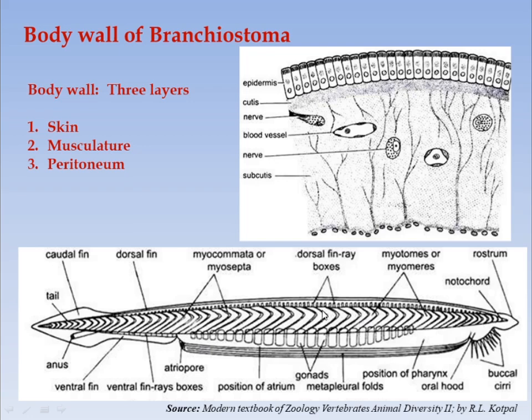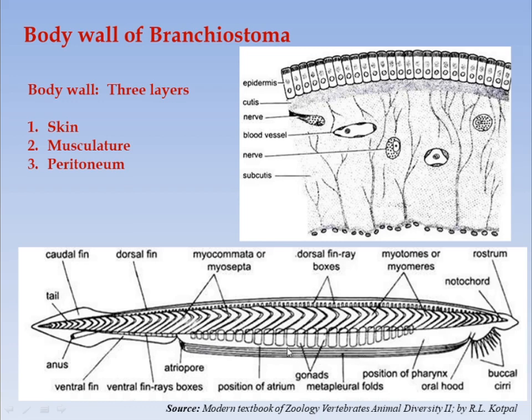Besides these longitudinal muscles, which we call myotomes or myomeres, there is one more muscle present, and these are called transverse muscles. We cannot see the transverse muscles in this diagram, but I'll let you know their position. They run across. As you can see, these are the metapleural folds. So these muscles are present transversely like this. Transverse muscles are present in the metapleural folds.